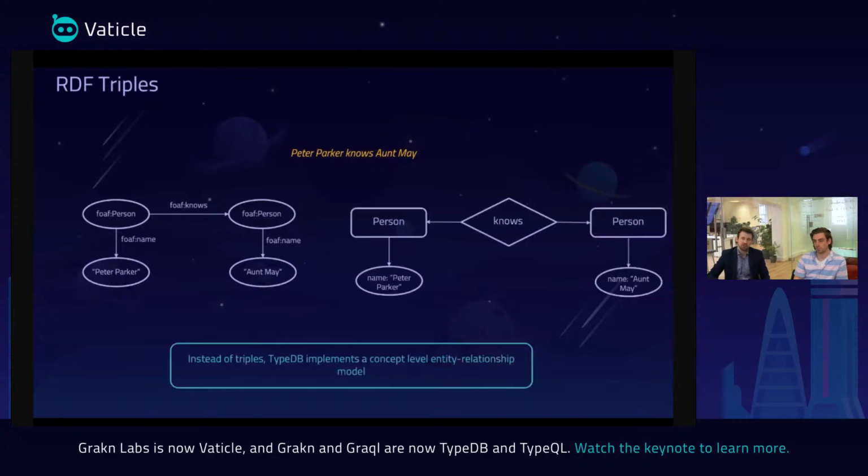But the distinction here with TypeDB is that instead of using triples, TypeDB implements a concept level entity relationship model, where we consider a person not to be a predicate, not to be a subject, not to be an object, but here to be an entity. And an entity that's connected, in this case, to another entity of type person through a relation of type knows. And then both the persons have attributes that are of a certain type and have a value in the form of the name for each person.